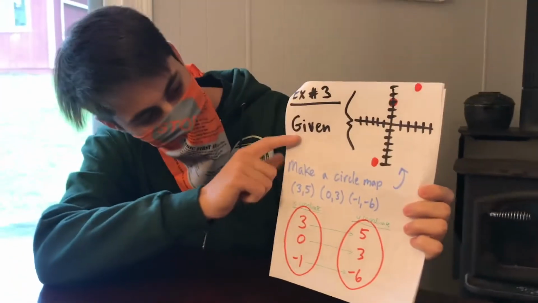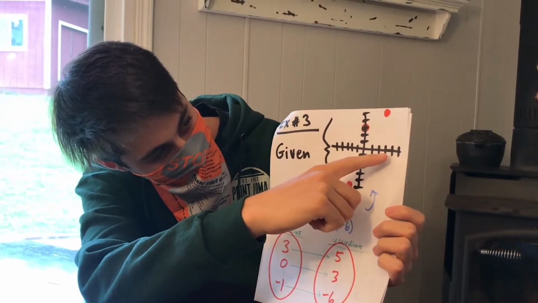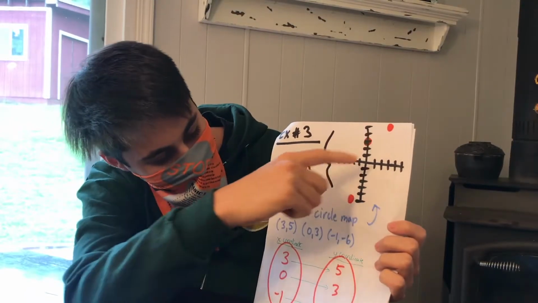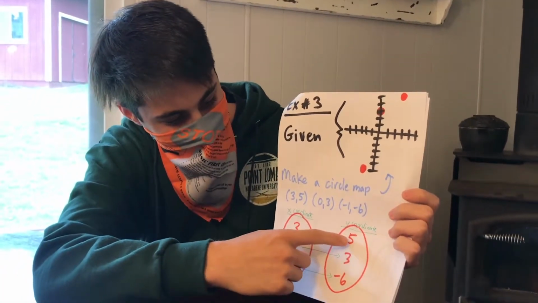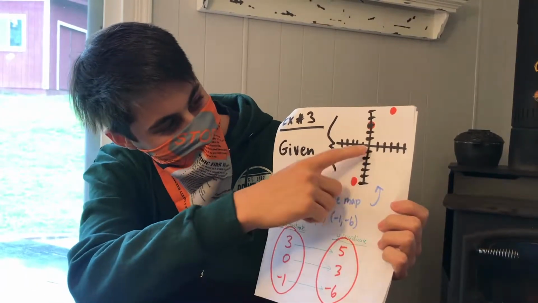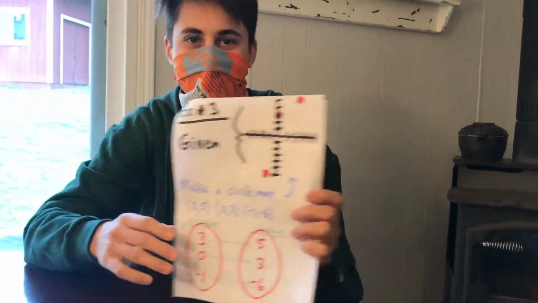And today we're going to be doing this. What you're going to be doing is taking this graph right here, go to each dot. So for instance, this one's 3, 5. So you take 3 up 5, and you put it down here in the circle graph just like that. And you do that for every point. So 3, 5, 0, 3, and then -1, -6.